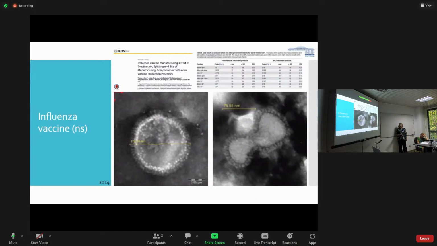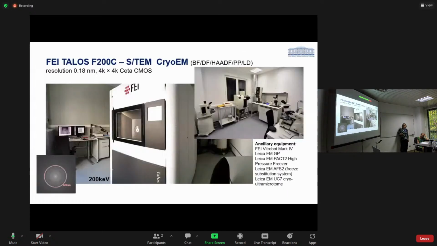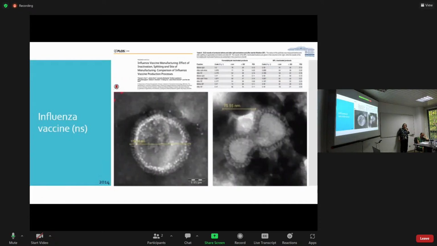Another experience we have with viruses is the negative staining of different inactivated influenza viruses for vaccine producing protocols. So we can do negative staining and measure the particles which are changed by different experimental conditions, and the changed morphology could give us some important data.